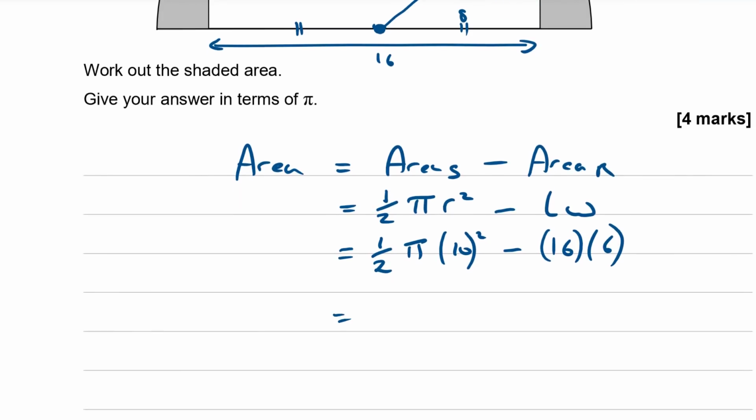So 10 squared is 100, divided by 2 is 50 pi, minus 16 sixes. What's that then? 10 sixes is 60, and 6 sixes are 36, so that's 96. So 50 pi minus 96.